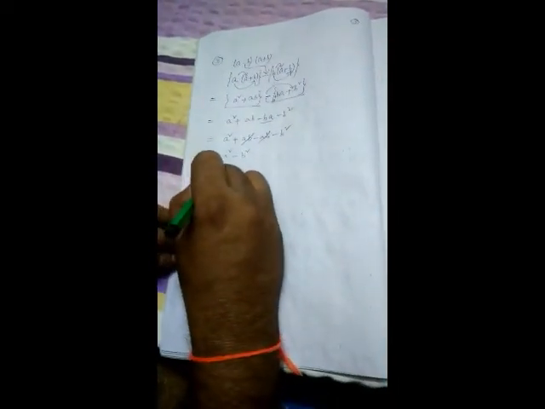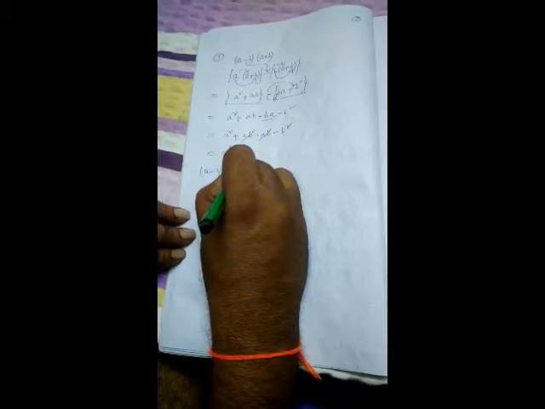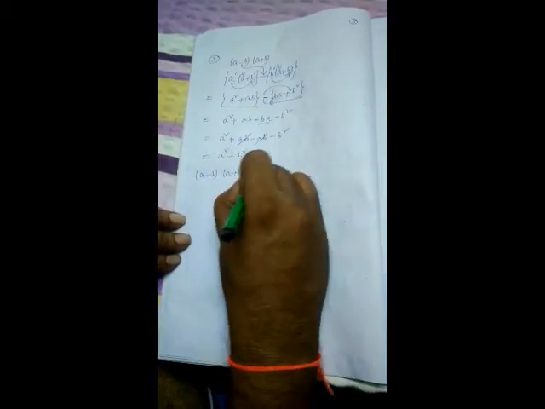Finally, one more special product: (a - b) into (a + b) is equal to a square minus b square. This is the third special product. Normally we use it as a square minus b square is equal to (a + b) into (a - b).